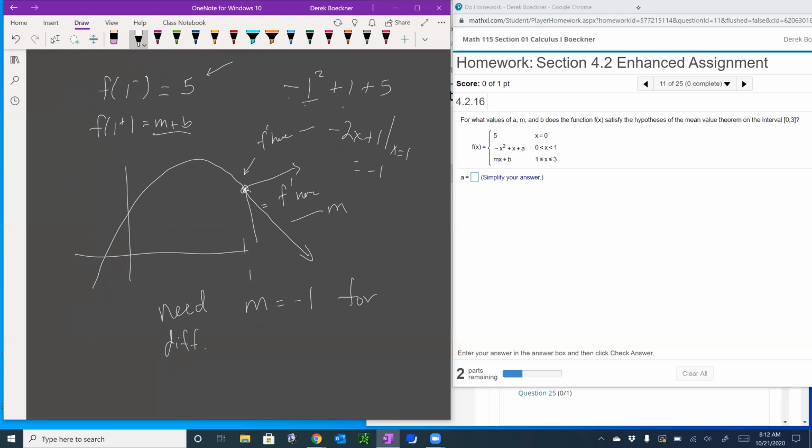Okay, so I have a, I have m. What else can I fill in now? B. A equals 5. M equals minus 1. B equals 5 minus m, so that's going to be 6. So far, so good? Anybody have questions on that?